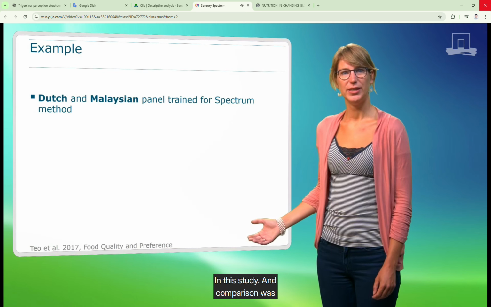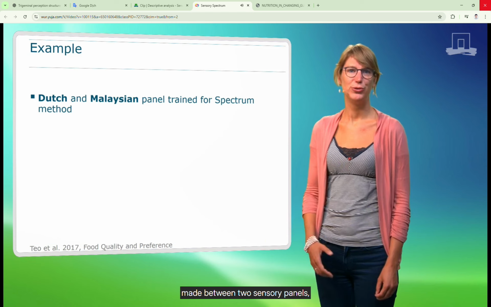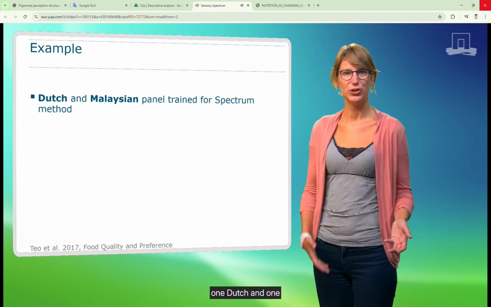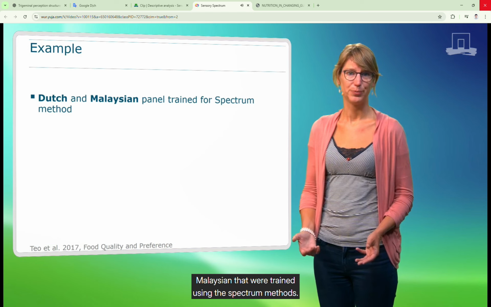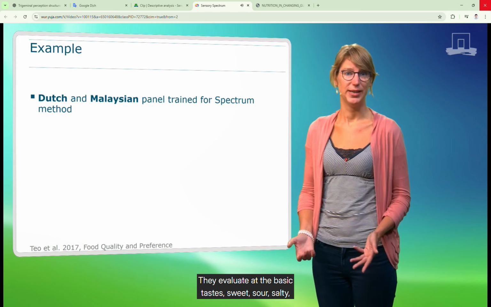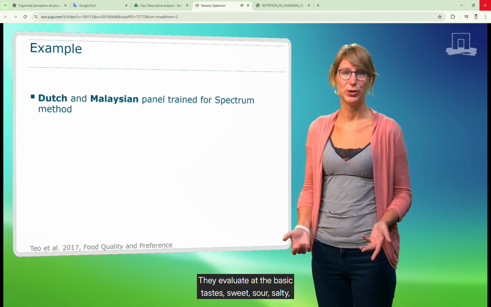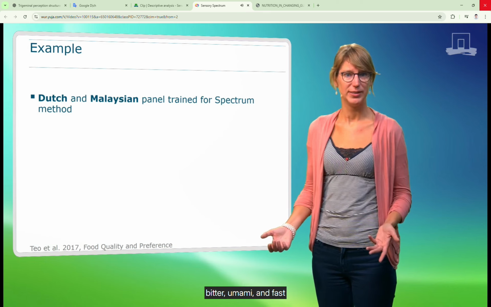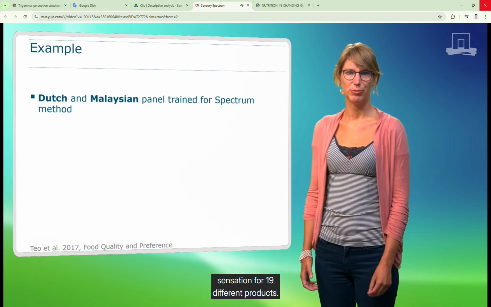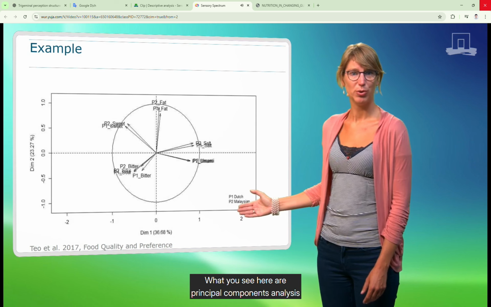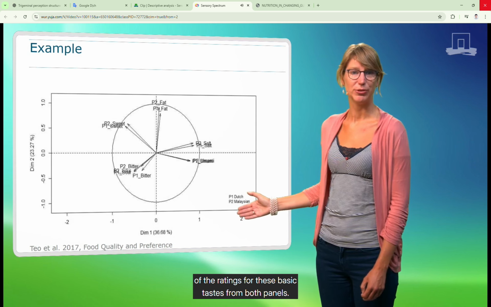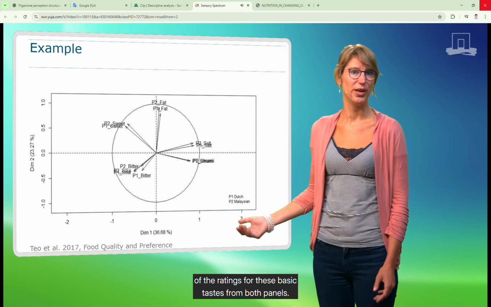In this study, a comparison was made between two sensory panels, one Dutch and one Malaysian, that were trained using the Spectra method. They evaluated the basic tastes, so sweet, sour, salty, bitter, umami, and fat sensation for 19 different products. What you see here are principal component analyses of the ratings for these basic tastes from both panels.